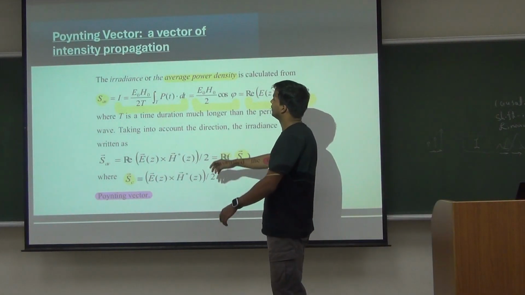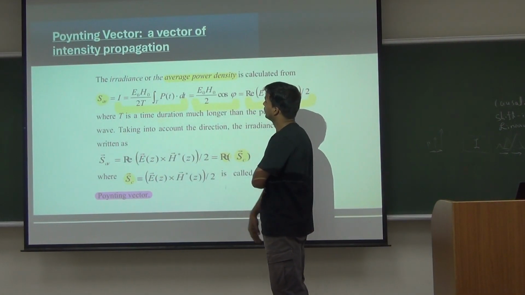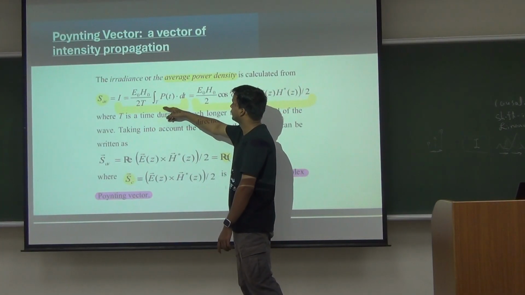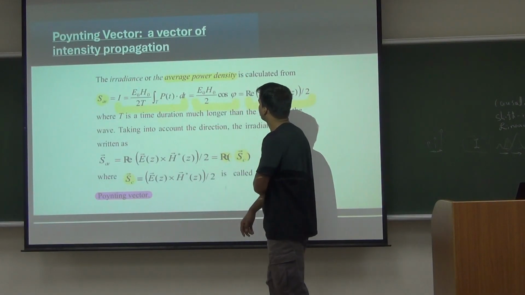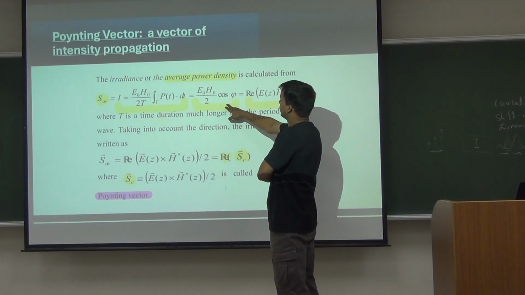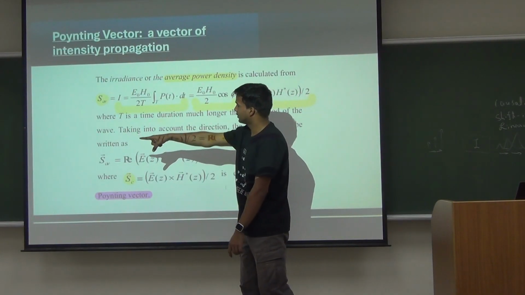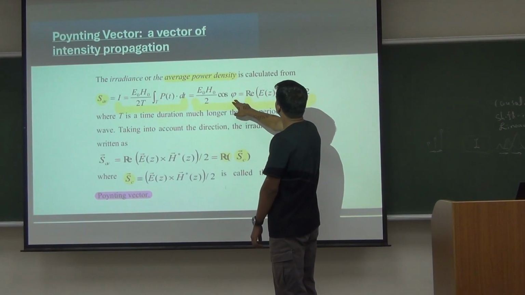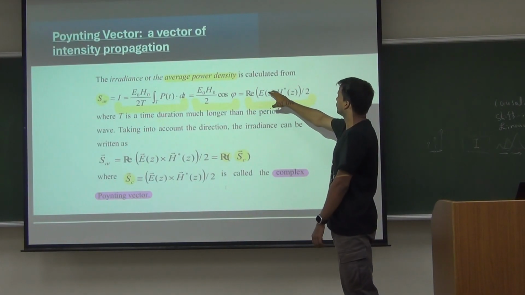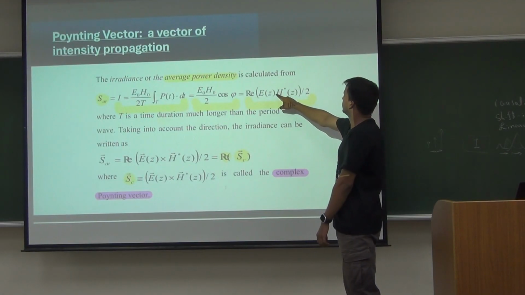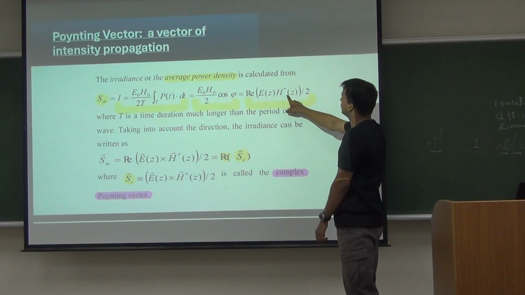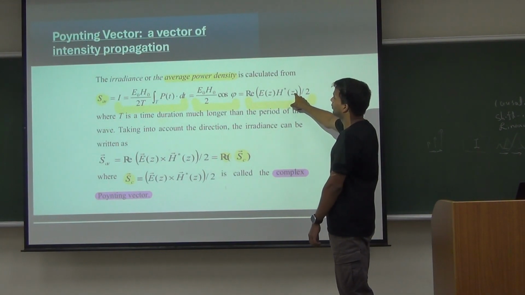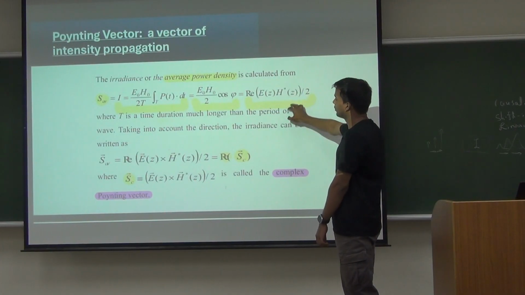So we continue with the previous expression. Here we have integrated the previous expression over one time period, and we get this, as the teacher showed us here. This is what came out of that integration, and this could also be written as the real part of the electric field times the conjugate of the magnetic field, divided by 2. So that becomes the formula for average power density.